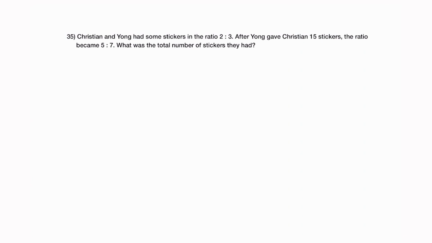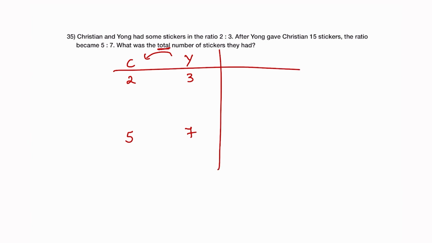Question 35. Christian and Young had some stickers in the ratio 2 as to 3. So you have Christian and you have Young. It's 2 as to 3. After Young gave Christian 15 stickers, so Young is giving to Christian, right? The ratio became 5 as to 7. What was the total number of stickers they had? So we got to find the total. And you remember when it's exchanged between them, we have to do the total, right? So we do this here, total.